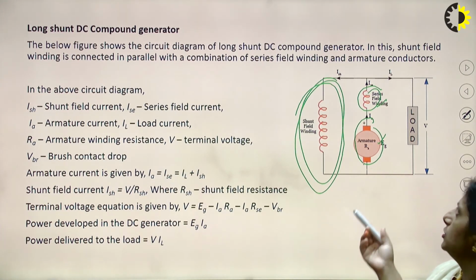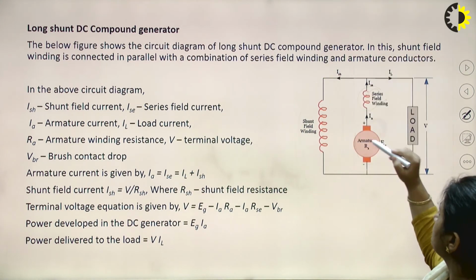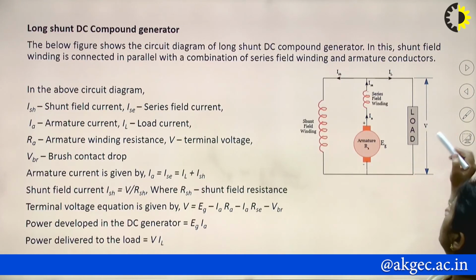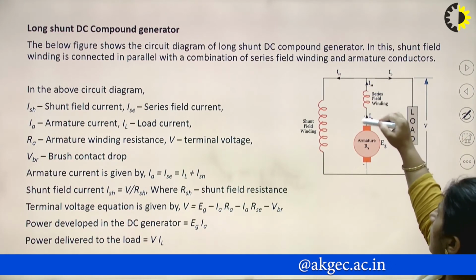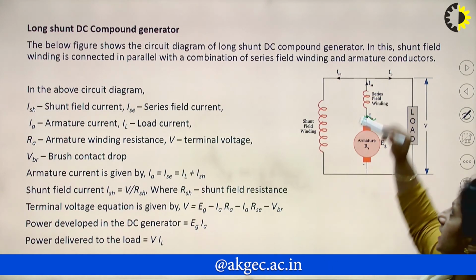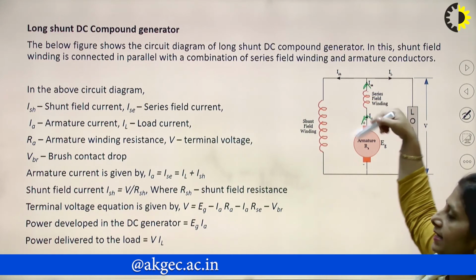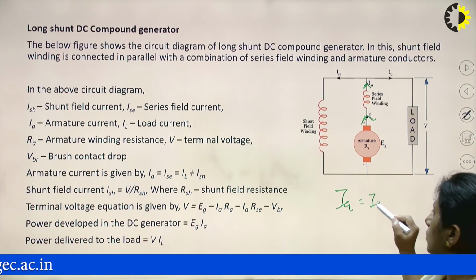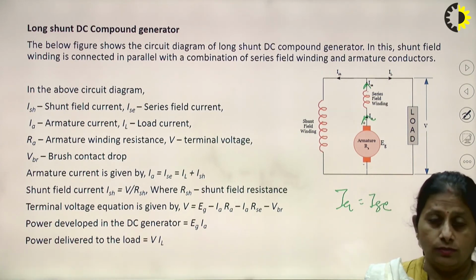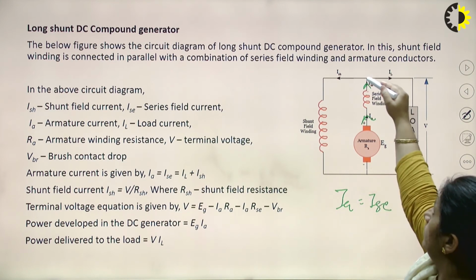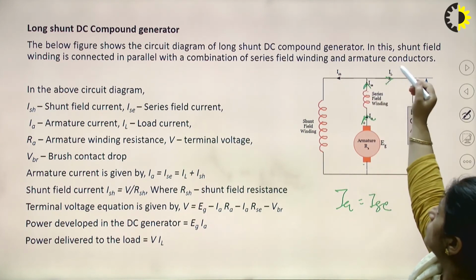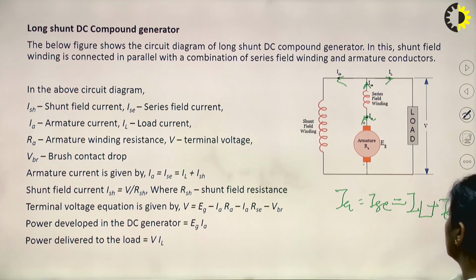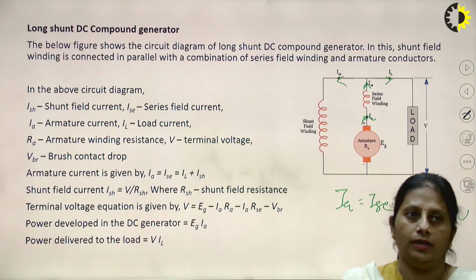Once again, going with the relations, this is the armature, armature current IA, series field current ISE. You can see that both the currents must be the same. It's in series. So one relation I'm getting is IA is equal to ISE, right? Is it equal to the load current also? No, it can be seen that I'm having the shunt field current also and the load current also. So this must be equal to IL plus ISH, the load current plus the shunt field current, right?